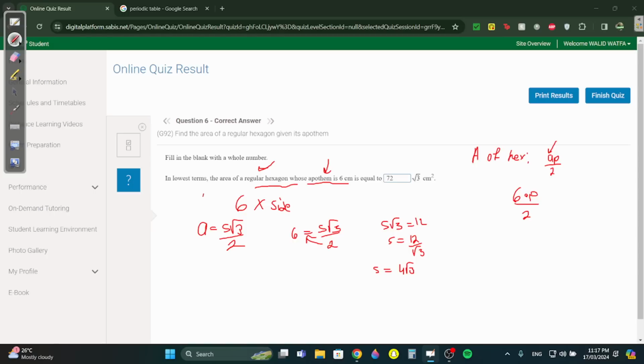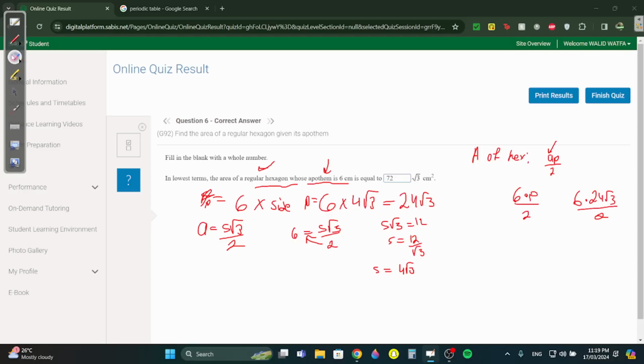Can you find the perimeter? P equals 6 times the side, which is 6 times 4 radical 3, which is 24 radical 3. So that's my perimeter, yeah? The area is going to be 6 times 24 radical 3 over 2.